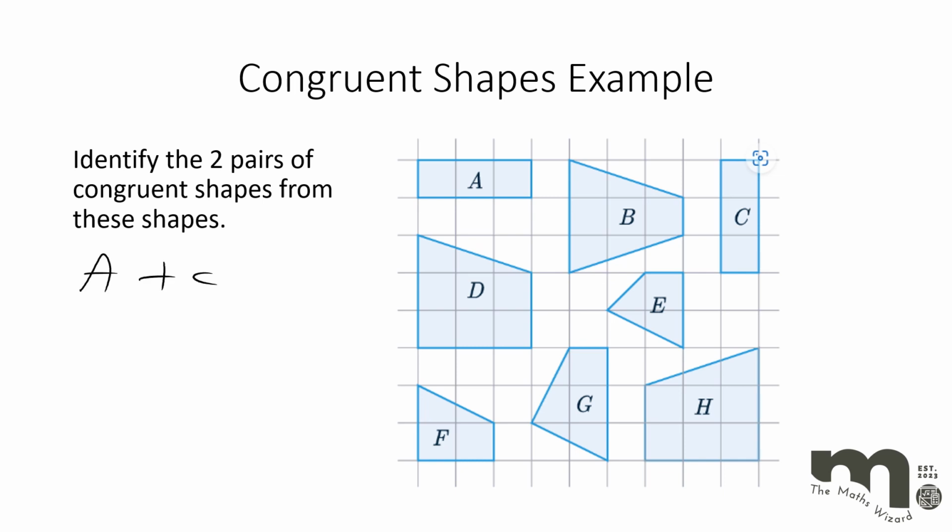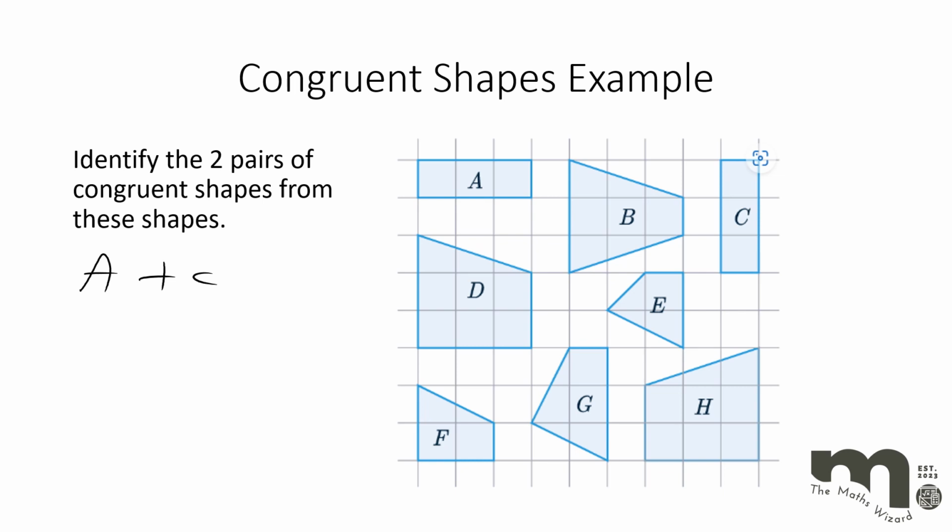So if you take a look, we've got a rectangle that on this square grid is 3 squares. It's also 3 squares there. It's just been rotated. So A and C, if you were to get a bit of tracing paper and trace over this, you would be able to fit it over the A and it would look exactly the same as each other.